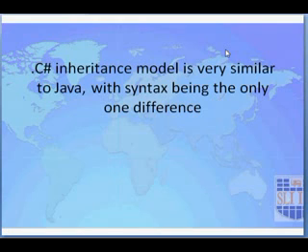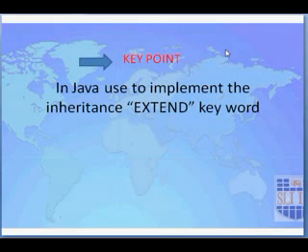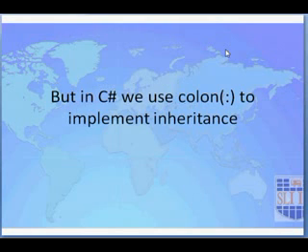The C# inheritance model is very similar to Java, with syntax being the only difference. Now we can say C# inheritance is very similar to Java, but the syntax of the implementation is different. In Java, the extends keyword is used to implement inheritance, but in C# we use a colon to implement inheritance.